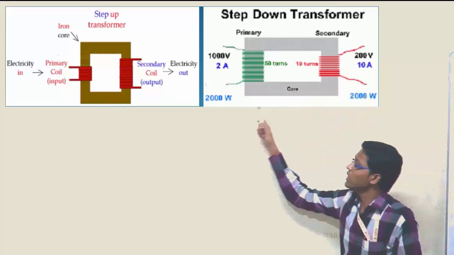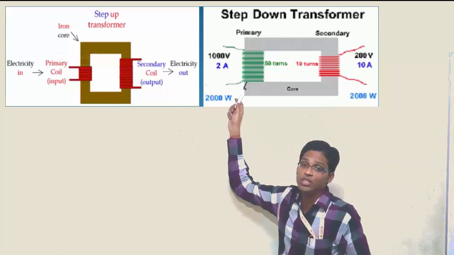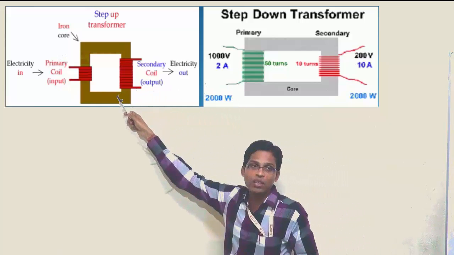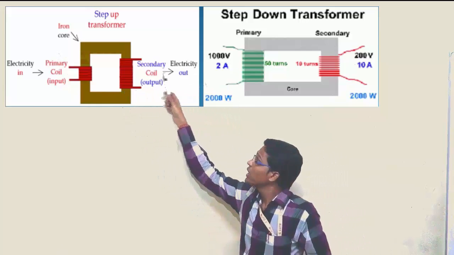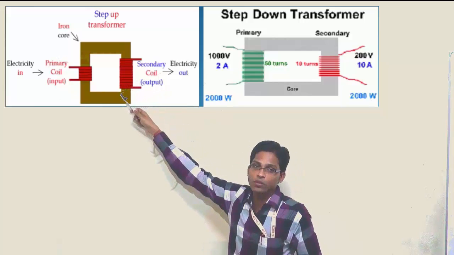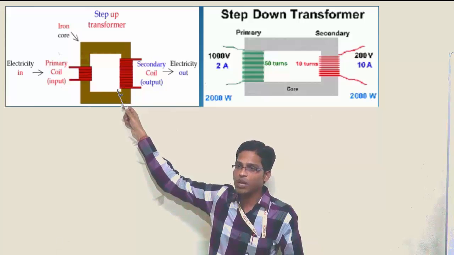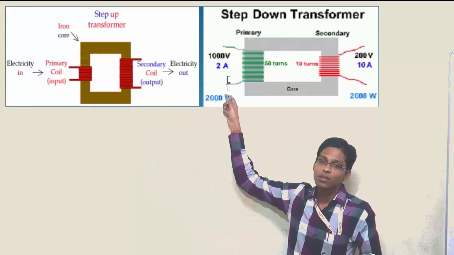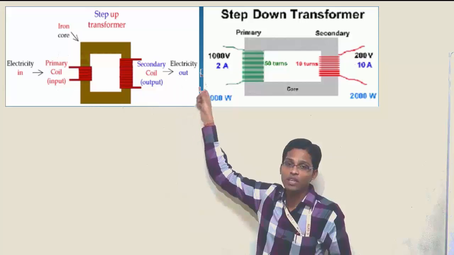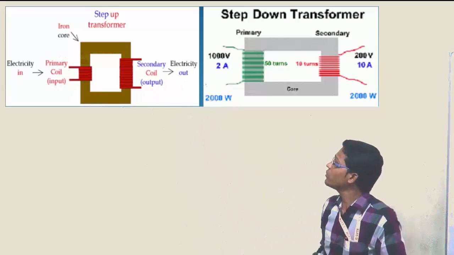And in the case of a step-up, it is just the opposite. Whatever voltage we give here, the voltage will be increased. If the voltage is increased, the current will be reduced. That means whatever current is present on the supply side will be reduced here and the voltage will be increased. And one more thing we can see.